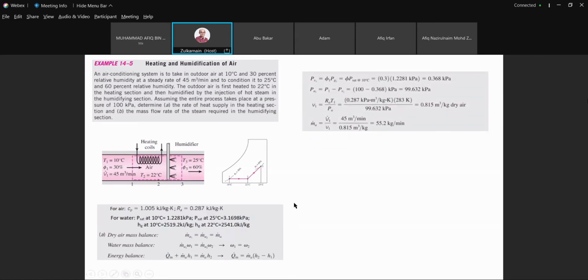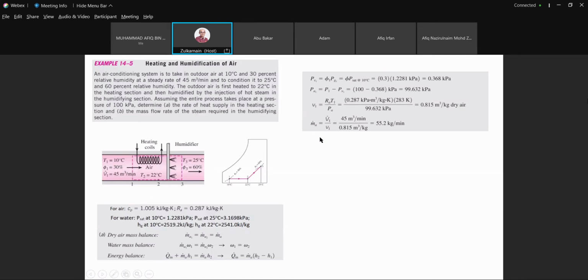So this is how we get the m dot a. We are using the formula m dot a is equal to V dot 1 divided by v1, where v1 is the specific volume. We need to get the m dot a from state 1 because the given volumetric flow rate is based on state 1.